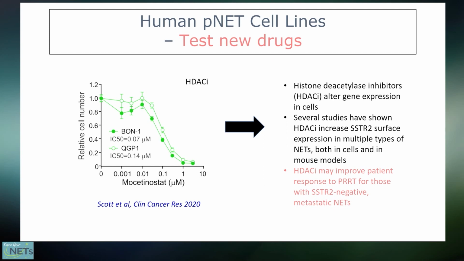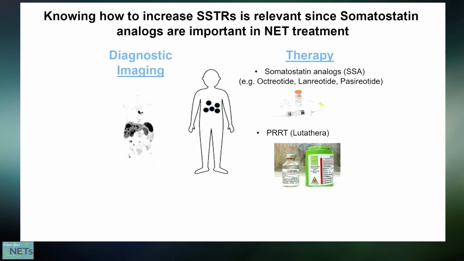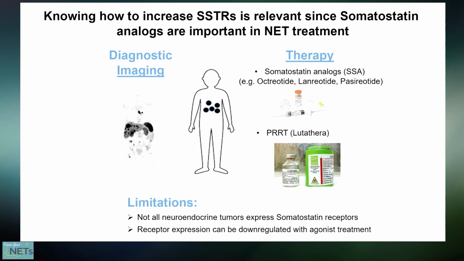This is really exciting because HDAC inhibitors could improve patient responses to PRRT, especially for those patients whose tumors are negative for the receptors, and we need to find ways to bring those receptors up so that we can target them. So this is, of course, of high relevance because somatostatin analogs are so useful in neuroendocrine tumor diagnostic imaging and therapy. But their use has been limited by the fact that not all neuroendocrine tumors express somatostatin receptors, or the receptor can be downregulated by various treatments.